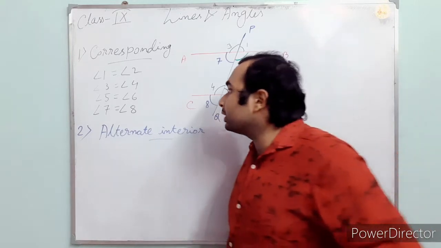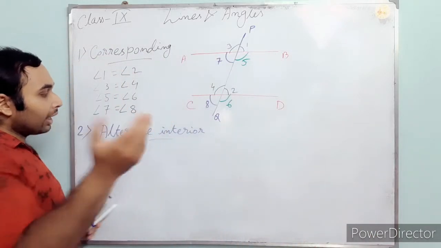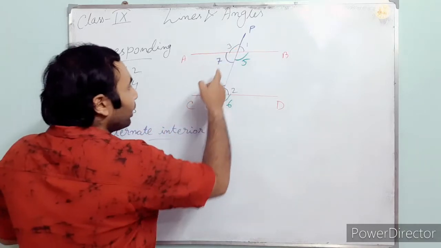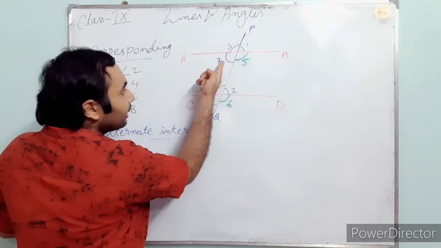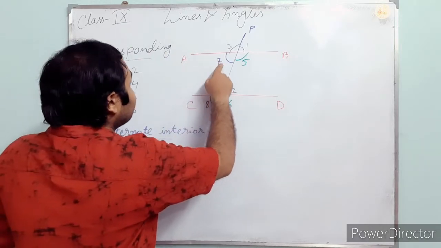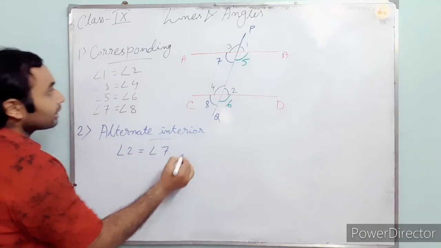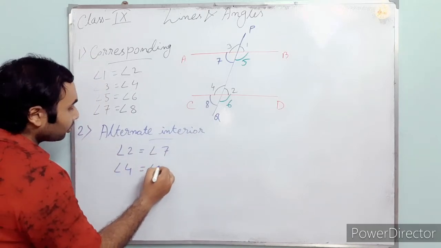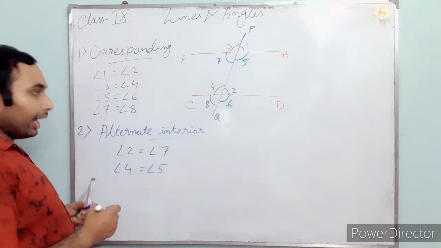What are alternate interior angles? Actually, alternate interior means, at the name only, the alternate term is there. So just see, whenever two parallel lines and one transversal are there, then this angle equals this angle. You can measure with the protractor. This angle, angle 2, equals angle 7, and another one, angle 4, equals angle 5. Those are the alternate interior angles.